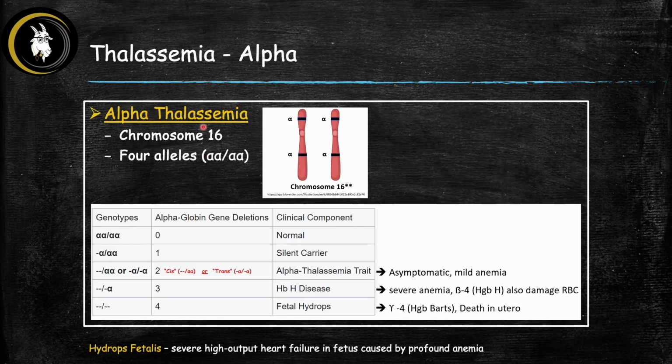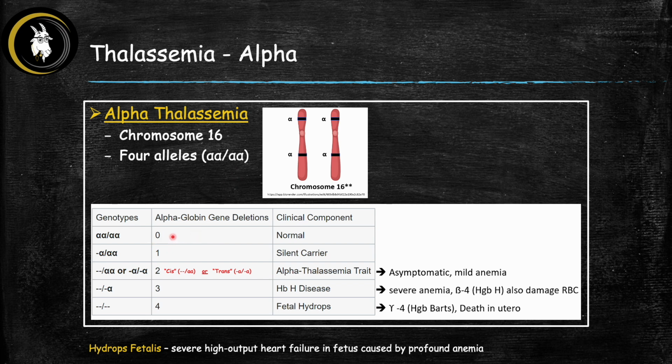Okay, so let's start with alpha thalassemia. The problem here is with the alpha globin chain. That's why this is known as alpha thalassemia. And the alleles for the alpha globin chain are on chromosome 16, and there's actually 4 alleles. So there's 2 on each copy of chromosome 16 for a total of 4. So a normal genotype would be alpha, alpha, alpha, alpha, as shown here in this picture. So now let's talk about the symptoms associated with alpha thalassemia, and let's go through it because it depends on how many of these 4 alleles are deleted.